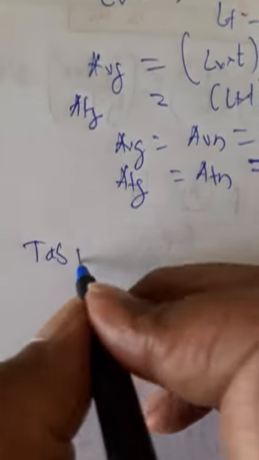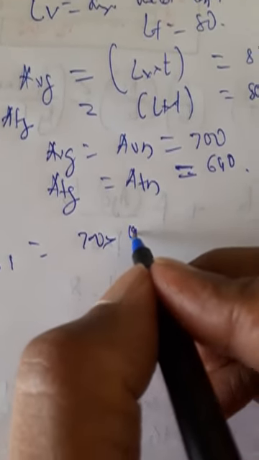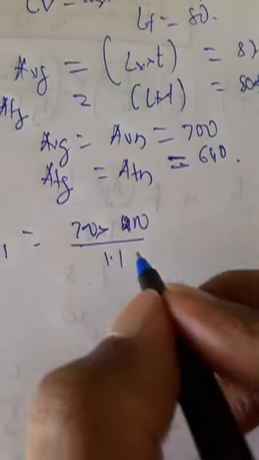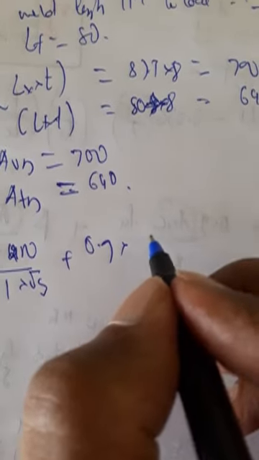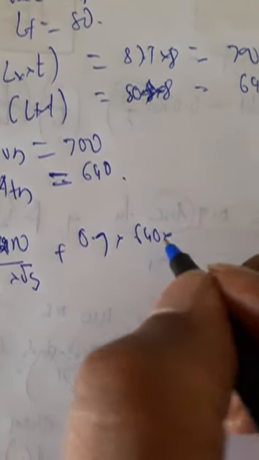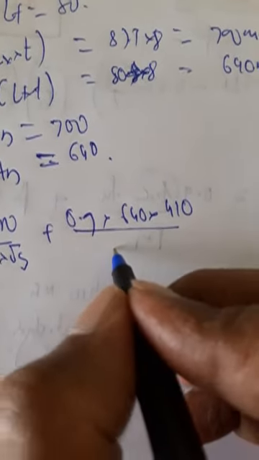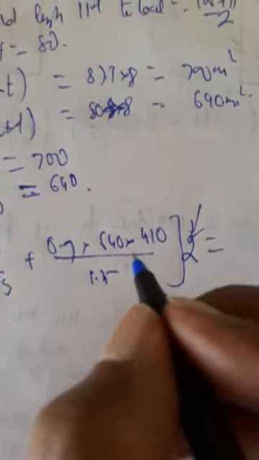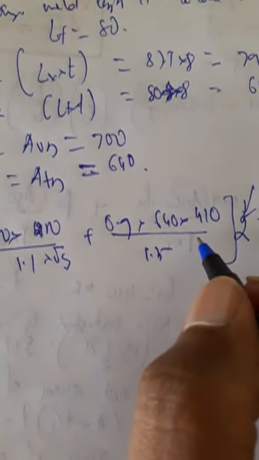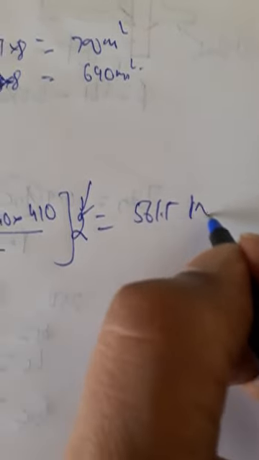Now substitute the values, get the answer. So TDB1 is AVG into FY 250 divided by 1.1 into root 3 plus 0.9 ATN 640 into FU is 410 divided by 1.25, and again you have to multiply this value by 2 because there are two angles. Whatever these equations are there, these equations are for one angle. There are two angles, so multiply by 2. So I have the answer 561.5 kilonewtons.